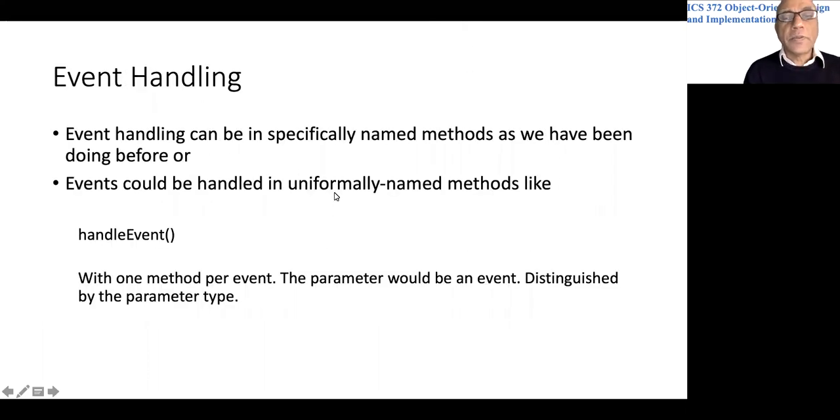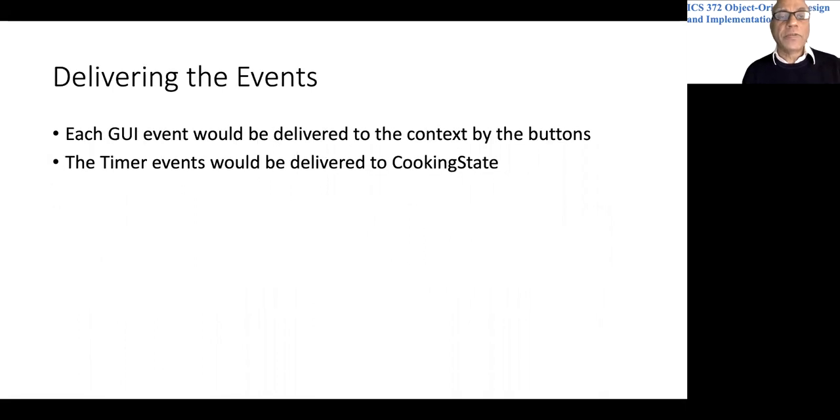The other thing is we have a number of methods in the microwave state, like cook requested, door closed, etc. They're all differently named. Instead of that, we could have a single name for all methods called handle event, and they could be distinguished based on the event type. And that is what we will do in our design and implementation.